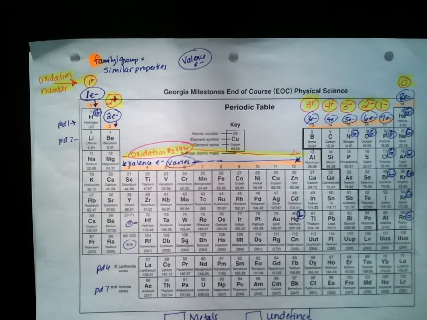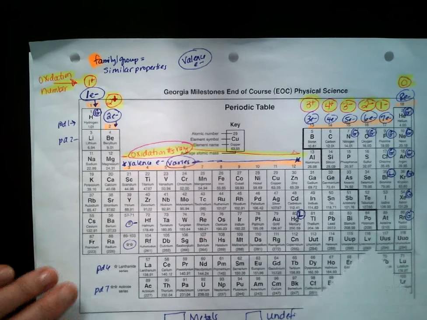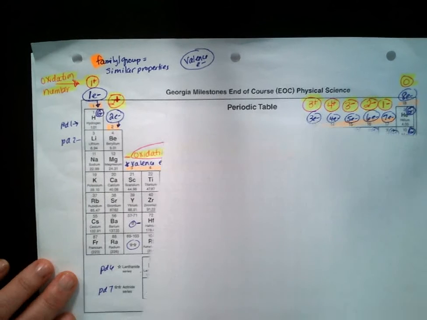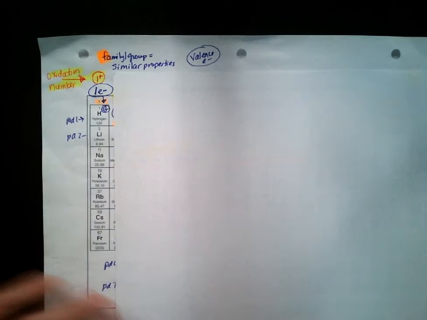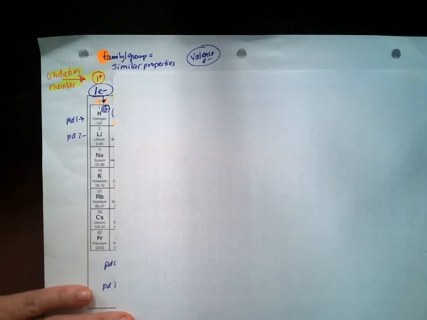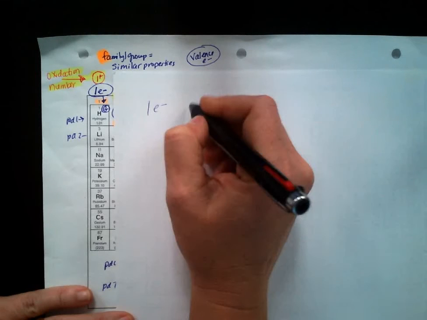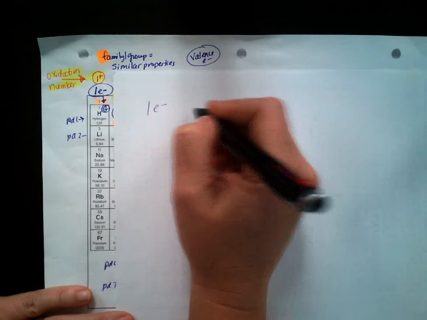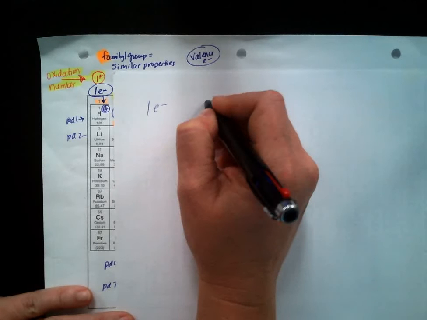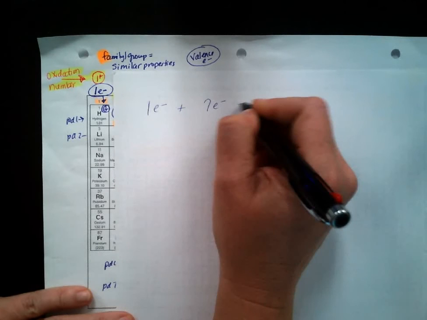So when we look at family 1, let's talk about family 1 really quickly here. Family 1 is here. Family 1 has 1 valence electron, okay? So they have 1 electron, and they need 7 more, right? So they need to be at 8. So this is what they need, and this is what they have here.